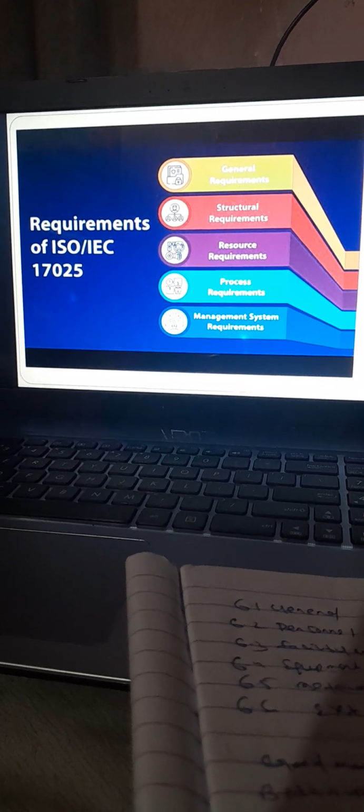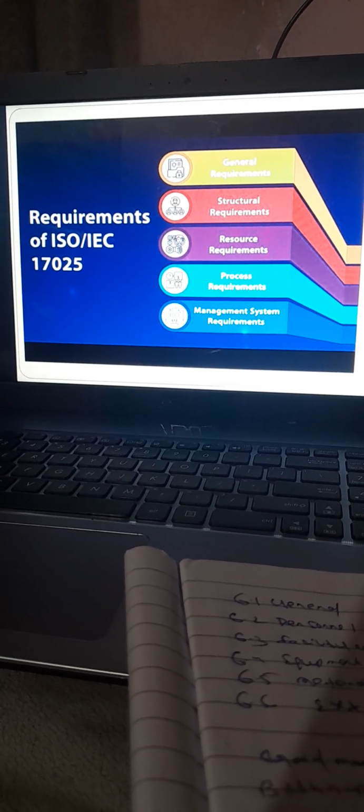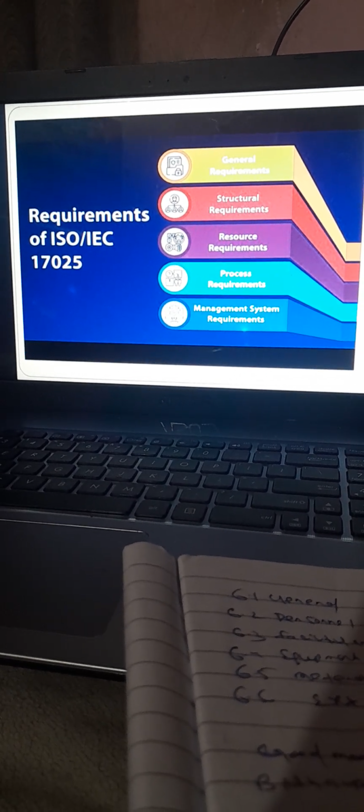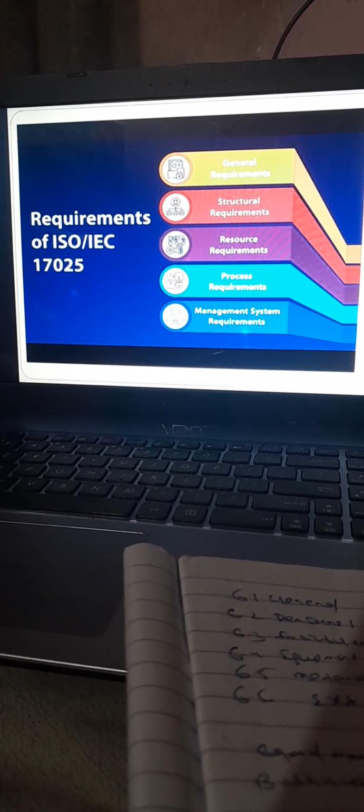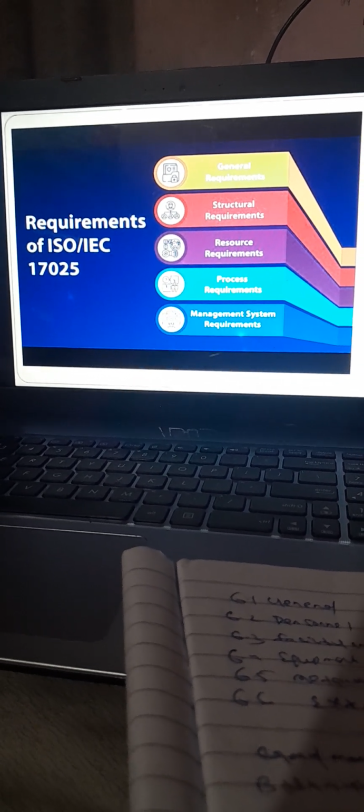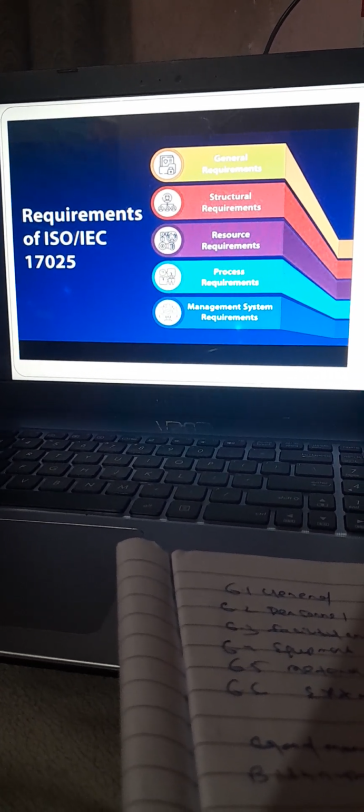Today's topic is the requirements of ISO IEC 17025. What is ISO IEC 17025, what are its requirements, and why is it needed? We'll discuss in this topic. Okay, so without delay, let's start the topic.